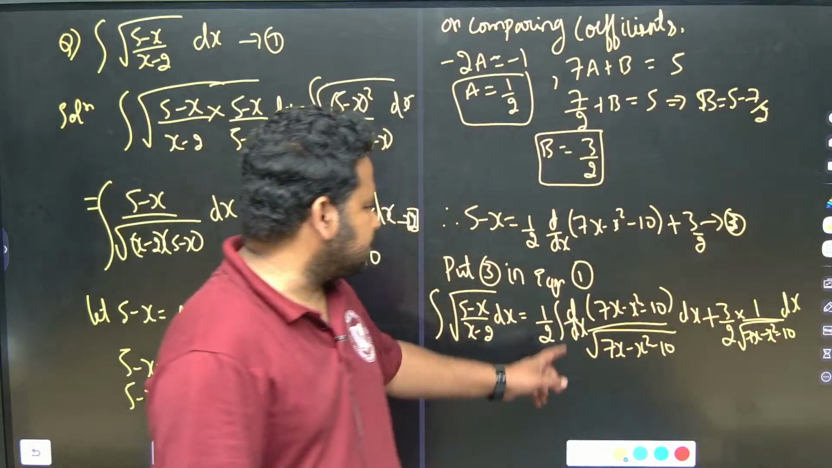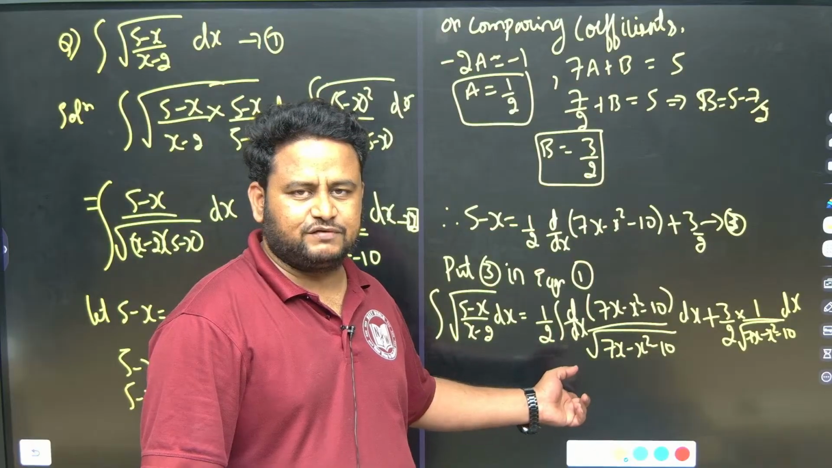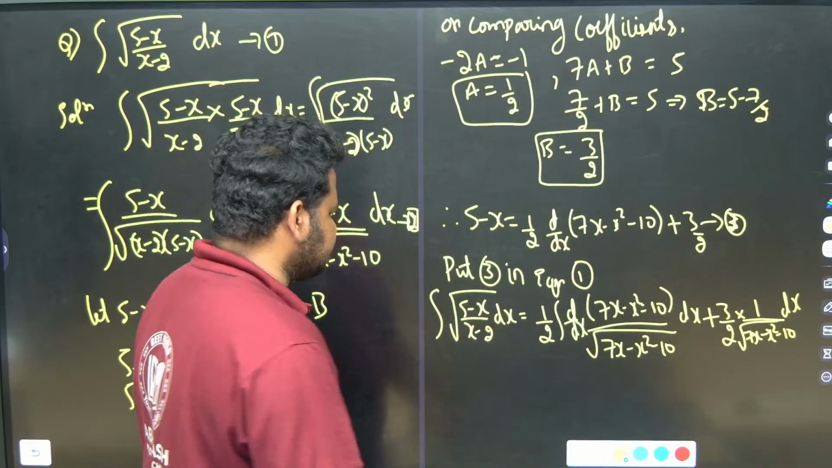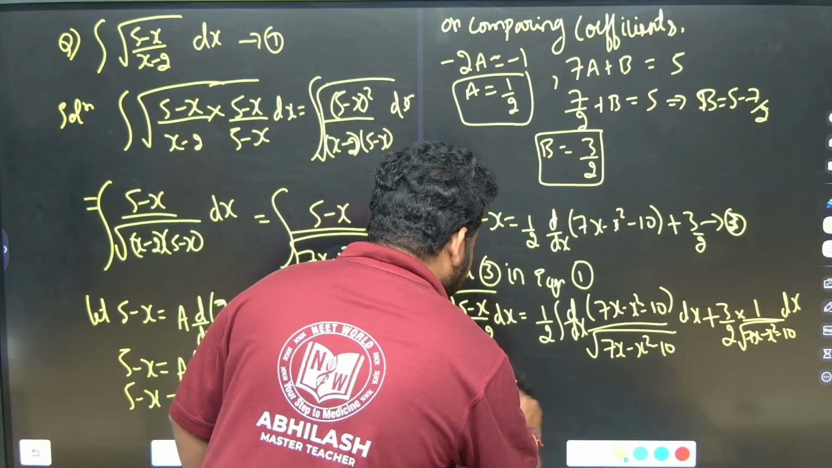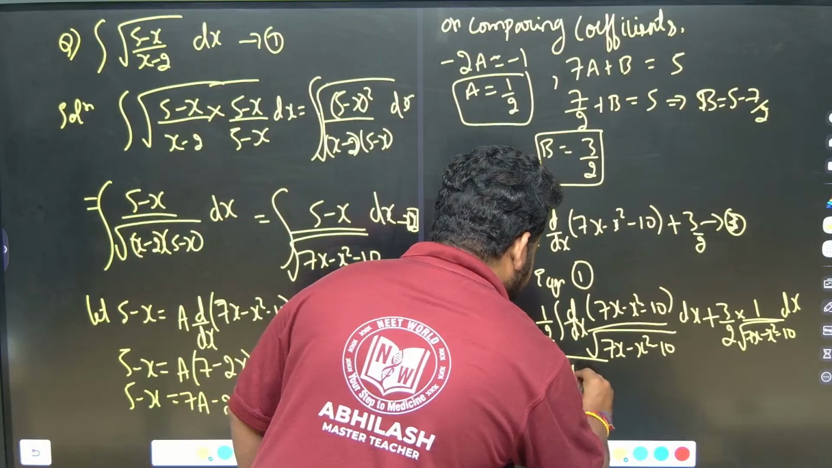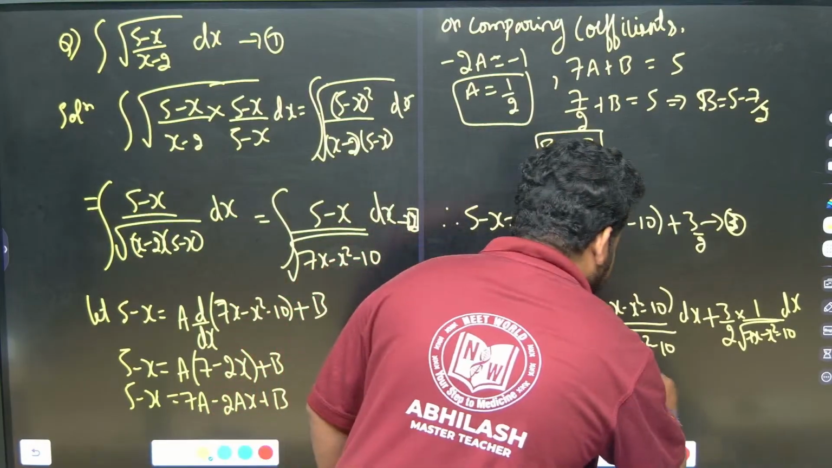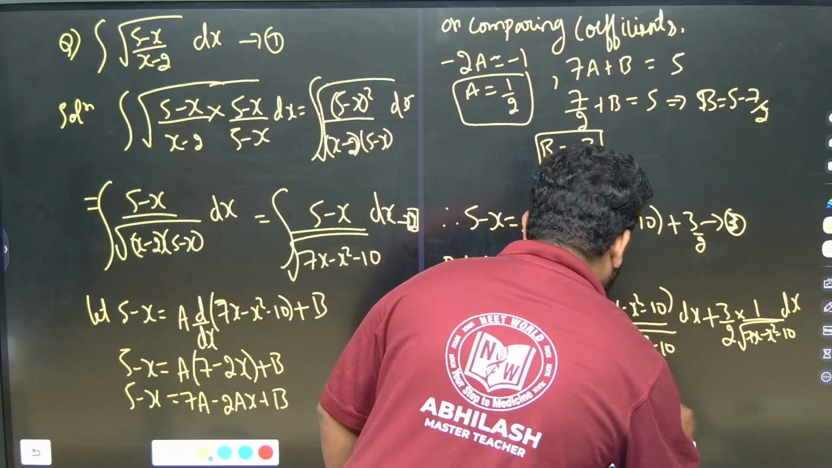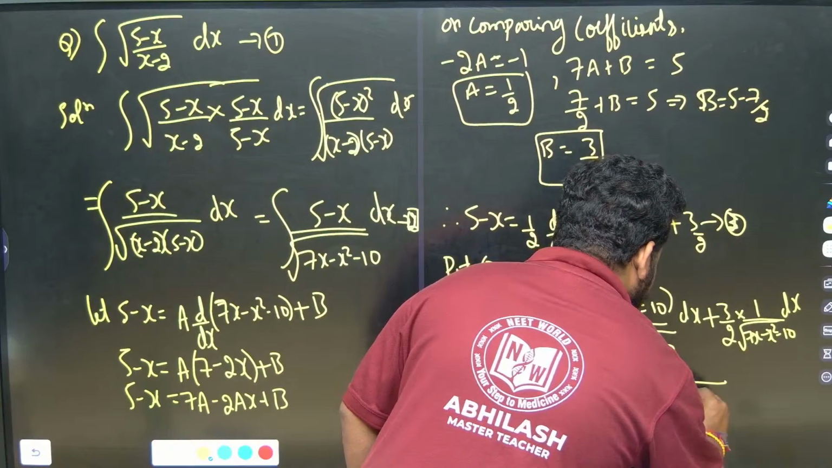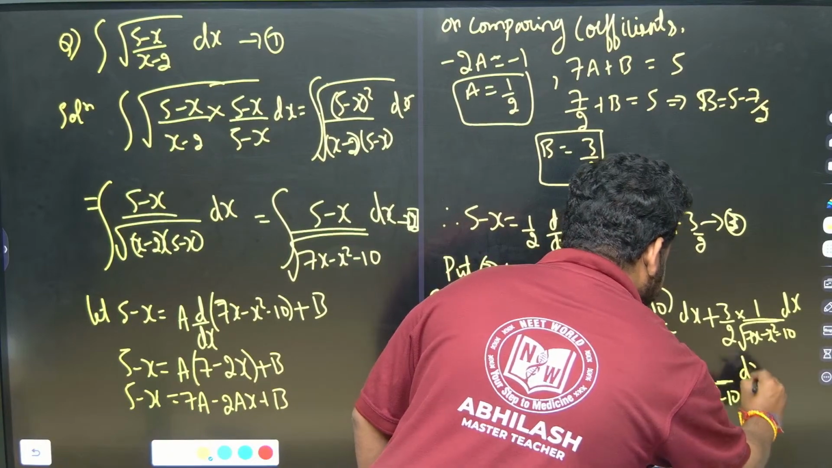Now look at this, friends. The integral of f dash of x by square root of f of x is nothing but equal to 2 times square root of f of x plus c. So I can write this as 1 by 2 into 2 times square root of f of x, where f of x is 7x minus x square minus 10, plus 3 by 2 into the integral of 1 by square root of 7x minus x square minus 10 dx. The 2 I can cancel here.